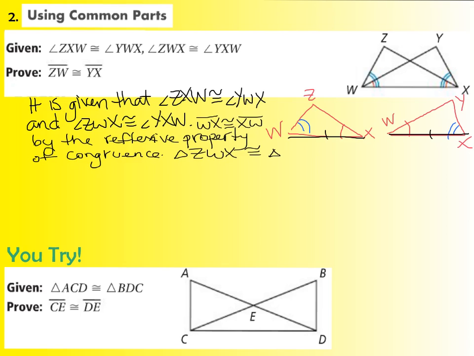So like I said, the next triangle would be Y, X, W. And I know the triangles are congruent by the angle-side-angle postulate.